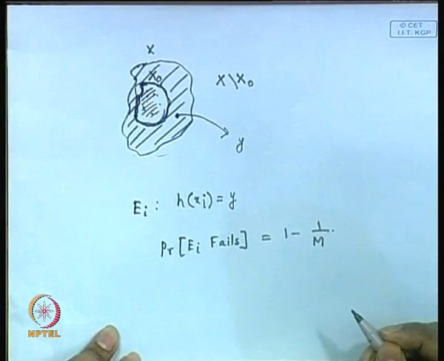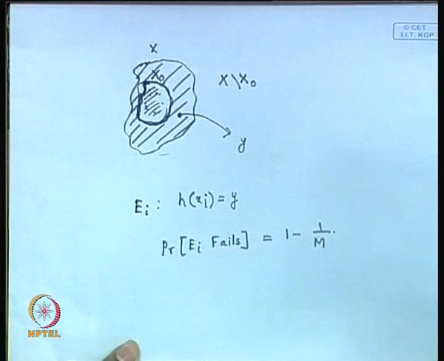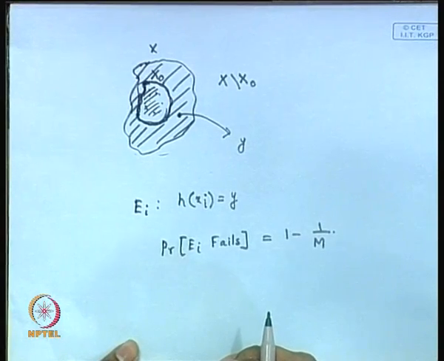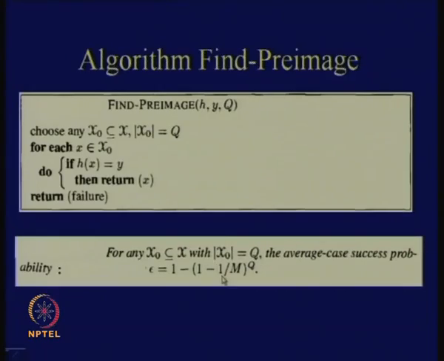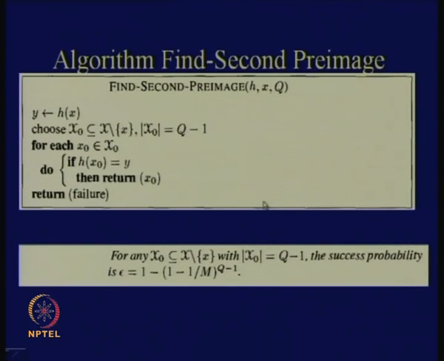So, therefore, the success probability in the average case will be 1 minus (1 minus 1 by m) to the power of q. Okay. So, this is quite straightforward. Okay. So, what about the second pre-image problem?